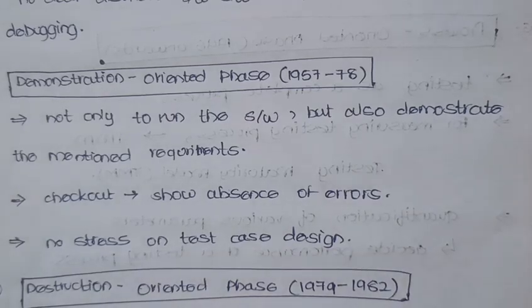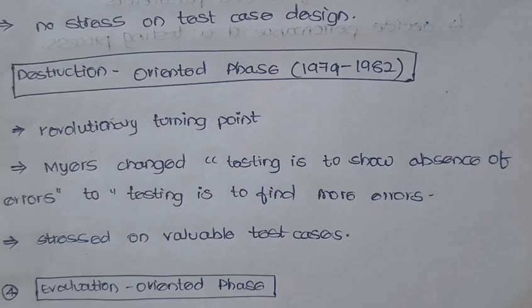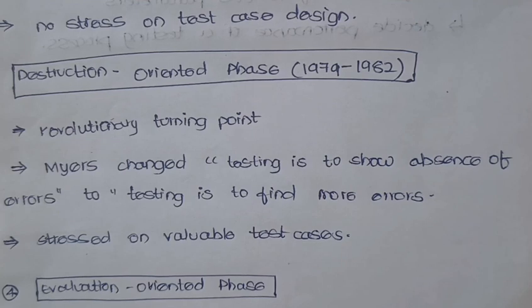Here comes the third phase in software testing, which is called the destruction oriented phase, between 1979 and 1982. This is the main phase in all the 6 phases, called the revolutionary turning point, where the definition of testing has changed from showing the absence of errors, which is called checkout, to finding more and more errors to make the software error free.